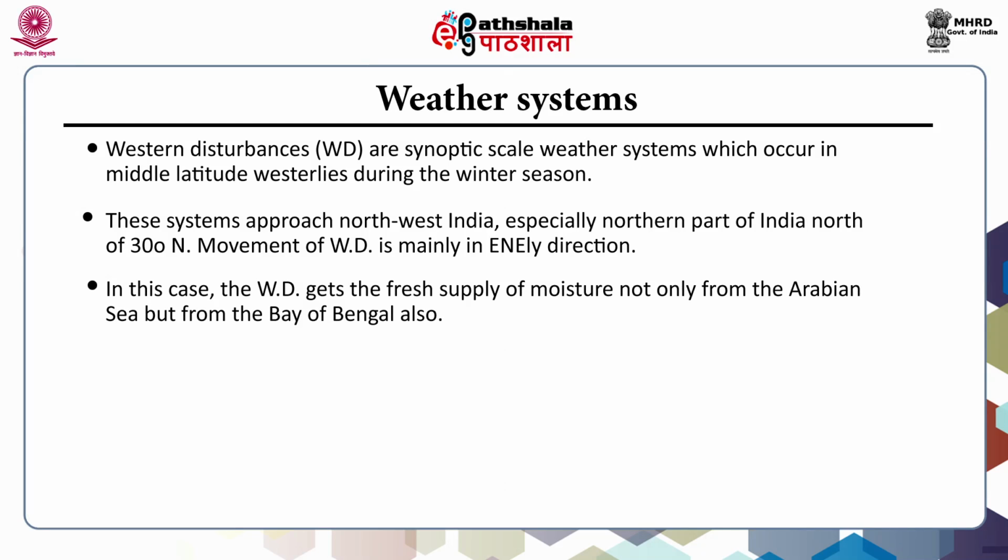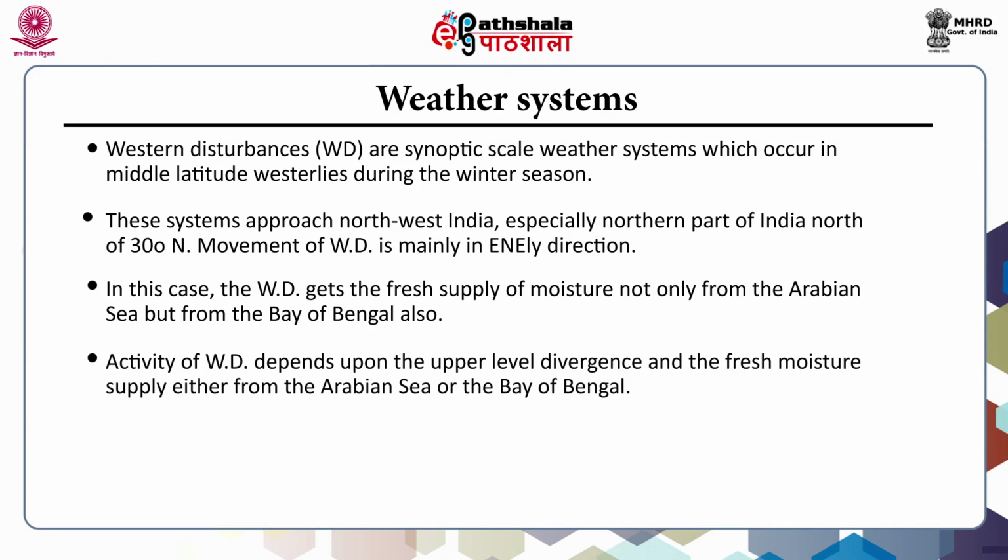Sometimes a trough from western disturbances penetrates into the Arabian Sea, due to which the anticyclone over central parts slightly shifts eastwards. Thus, the system gets a fresh supply of moisture from the Arabian Sea. The activity of western disturbances depends upon the upper level divergence and moisture supply either from the Arabian Sea or the Bay of Bengal.